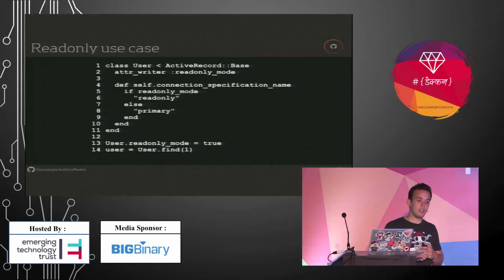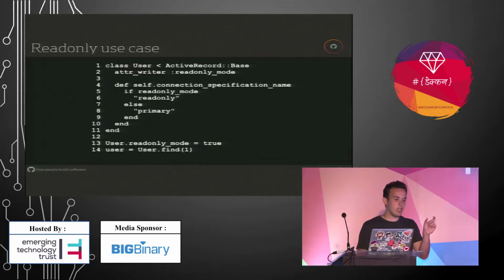If you look at this implementation, in line 4, I'm just extending that method. What that's going to return is either a read-only string or a primary string. So I can do whatever I want here. Based on some runtime rules, I can say that at this time the user should use the read-only connection or the primary connection. In lines 13 and 14, you can see I'm passing read-only mode true. So when I do the find in line 14, that find is going to use the read-only connection.